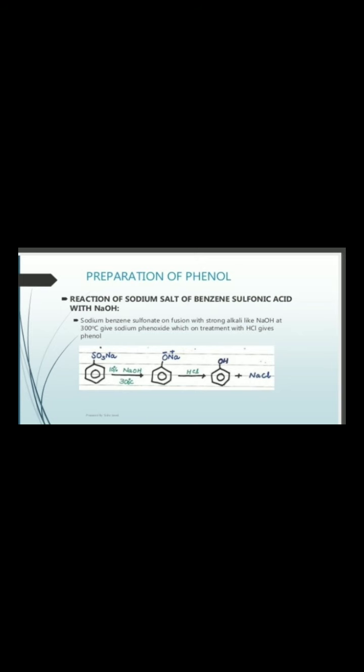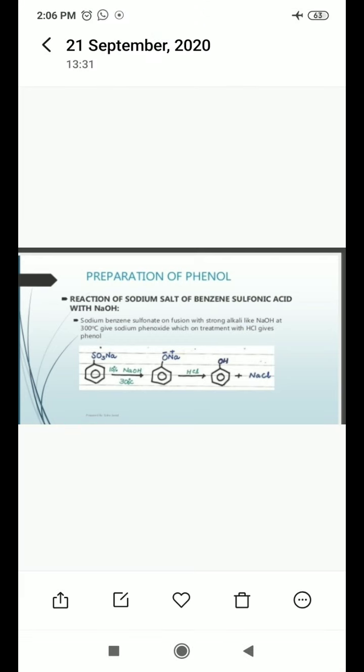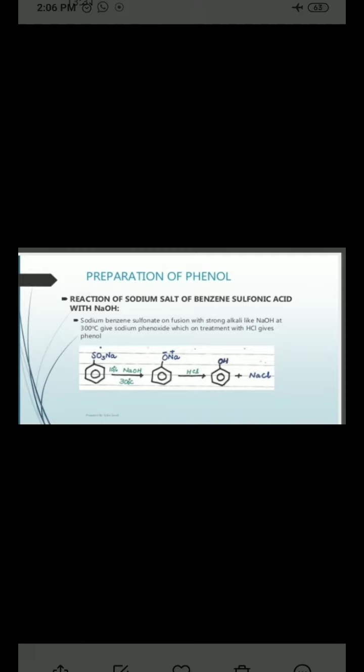First of all, we have to treat the starting material, the sodium salt of benzene sulfonic acid, with 10% NaOH, which is a strong base, in the presence of heat at 300 degrees Celsius. Then it gives sodium phenoxide ion.